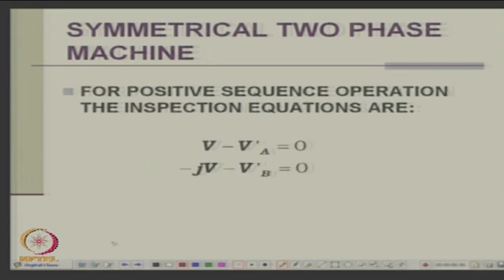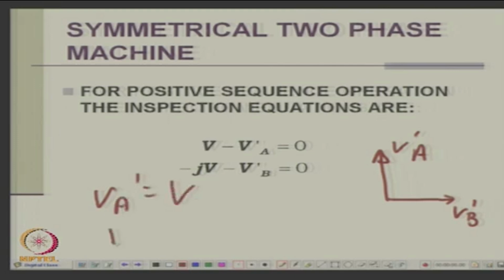And for positive sequence, what is positive sequence? You apply VA and VB here, we call it VA dash. So VA dash, if it is V, VB dash will be minus jV, is it not? If it is a positive sequence system, that is what you are applying to two windings which are symmetrical, okay.